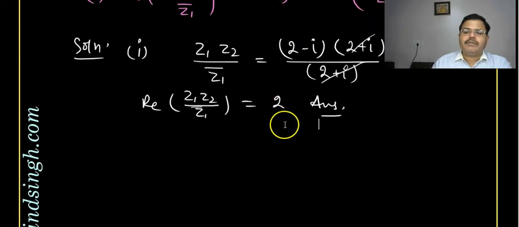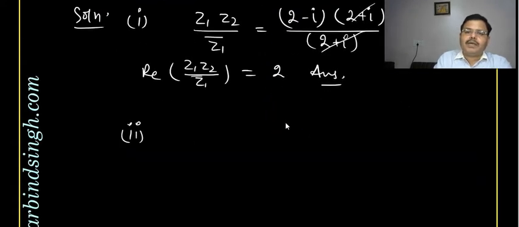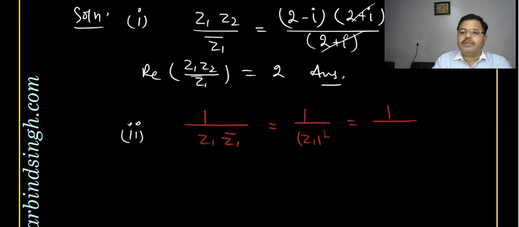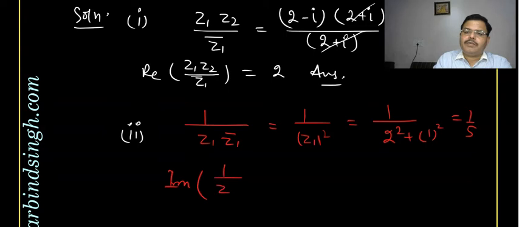Now, the imaginary part of 1 / (z1 z1 conjugate). Second part of solution: 1 upon z1 into z1 conjugate is 1 upon modulus of z1 squared. And modulus of z1 squared is nothing else but 2² + 1², that is 5. So it is 1 by 5. Since there is no imaginary part, if someone wants to write the imaginary part of 1 / (z1 z1 conjugate), then that will be 0. 0 will be the answer. And I hope you got it.